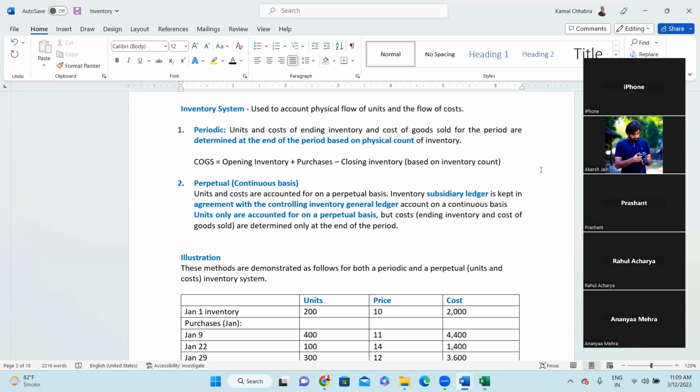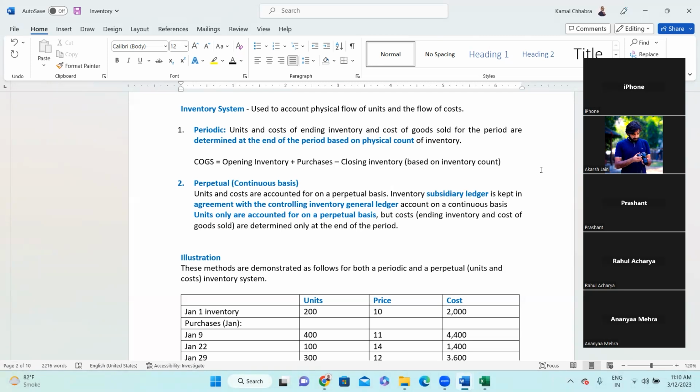You have opening inventory. So you might have identified it in a similar fashion, right? For example, if you're a small or mid-sized company, you might be using the periodic inventory system. So in the previous year also, at the end of the year, you might have done the inventory count.